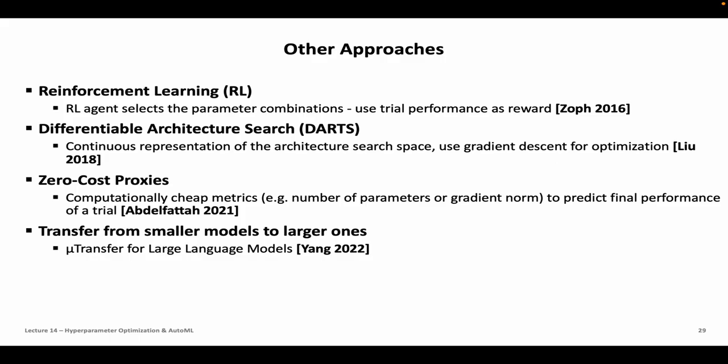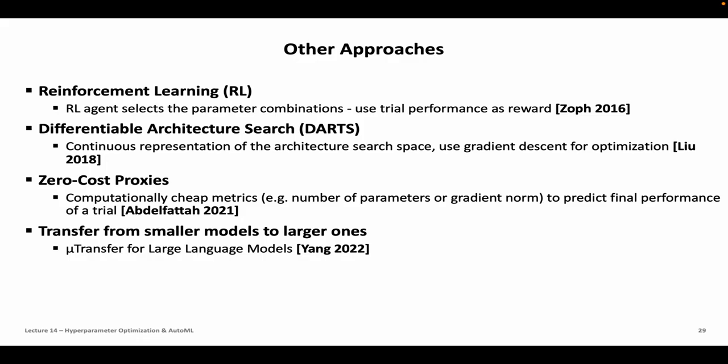Some very interesting work is looking at so-called zero-cost proxies and how they relate to the final performance of a model. One example of such a zero-cost proxy is to just take the total number of parameters of the neural network and make a prediction with that, like a regression, and this works surprisingly well.